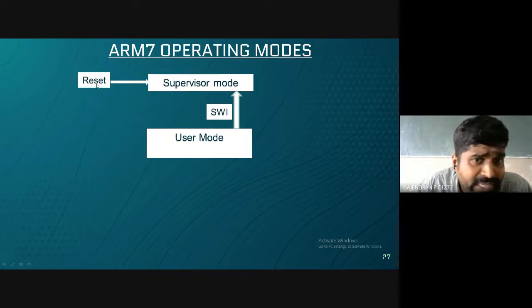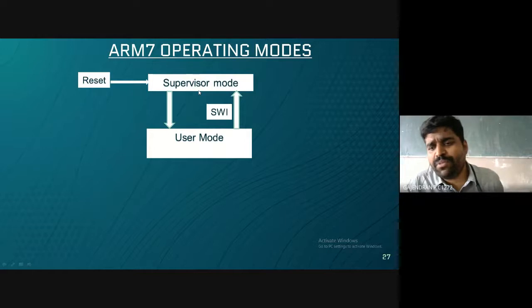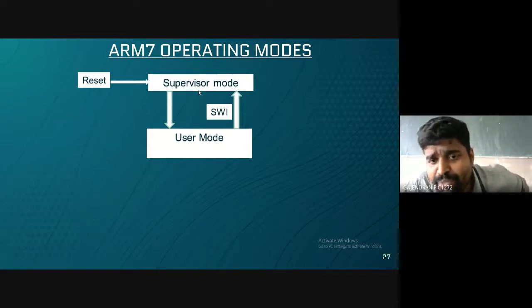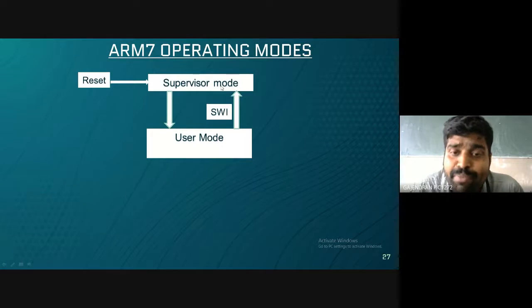Whenever you are getting a reset or a software interrupt, after some time you need to come back to the user mode. That is the beauty of user mode. Most of the time we will stay only in the user mode. These are all temporary modes.